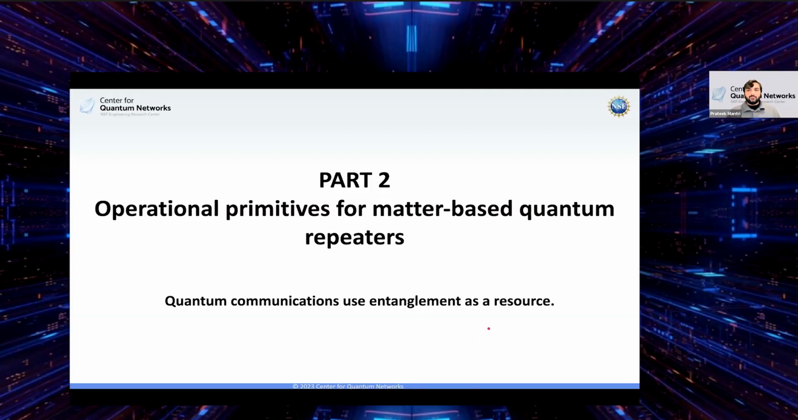All right. So we talked about the primitives for how the memories function and what different ways of storing information in quantum information systems. Now let's talk about some operational primitives, mostly focusing on these matter-based quantum repeaters. The idea is that we use entanglement as a resource when we're trying to do quantum communications.